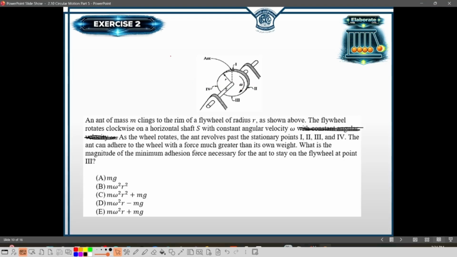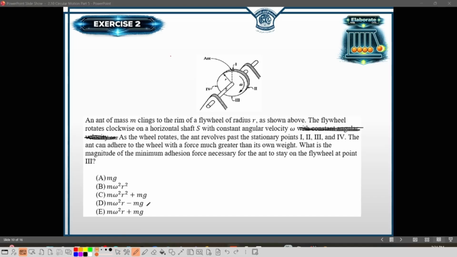Now again, same problem, same scenario, but this time the ant can adhere to the wheel with a force much greater than its own weight. What is the magnitude of the minimum adhesion force necessary for the ant to stay on the flywheel at point 3? So the minimum force, let me rewrite the equation: the adhesion force minus the force of gravity makes up mv squared over r. Now, if we take the force of gravity to the other hand side, we get mv squared over r plus mg.